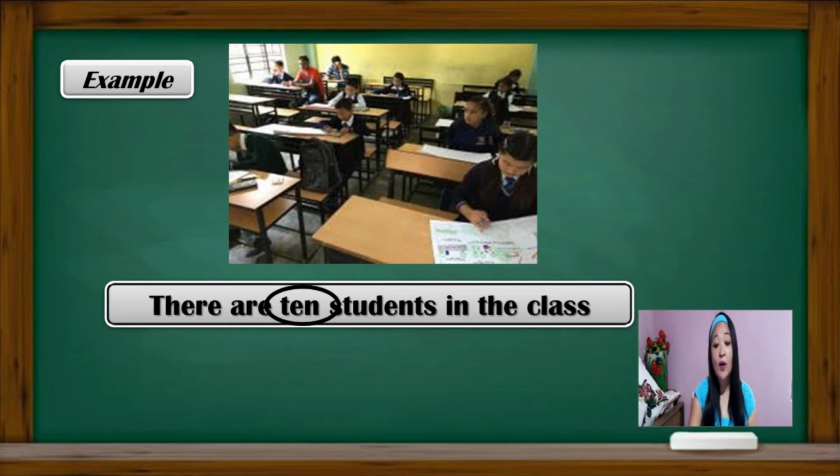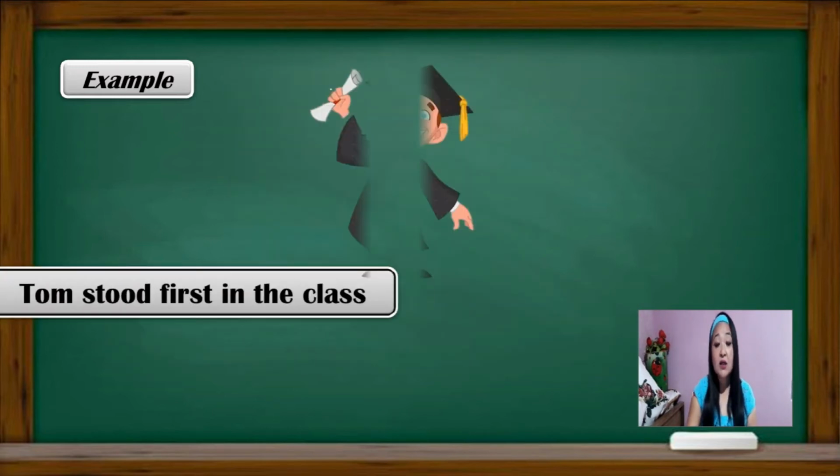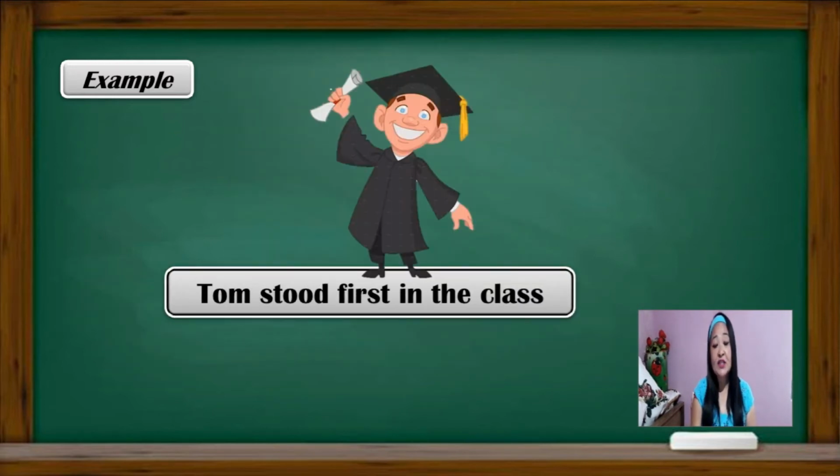All right. One more example. Tom stood first in the class. The word first, in this sentence, is an adjective. It tells us about the position of Tom in the class. All right. So this is the adjective of number.